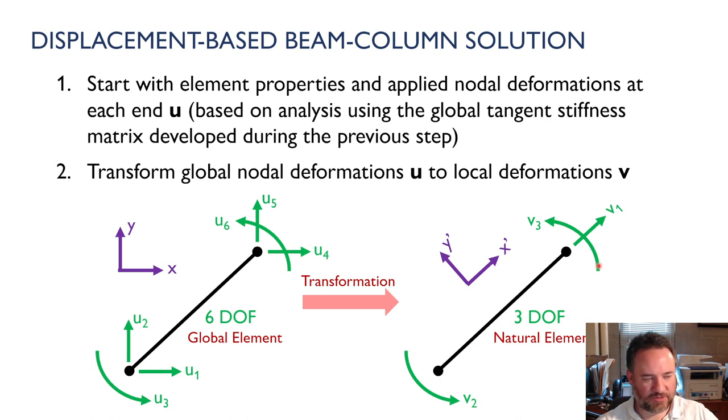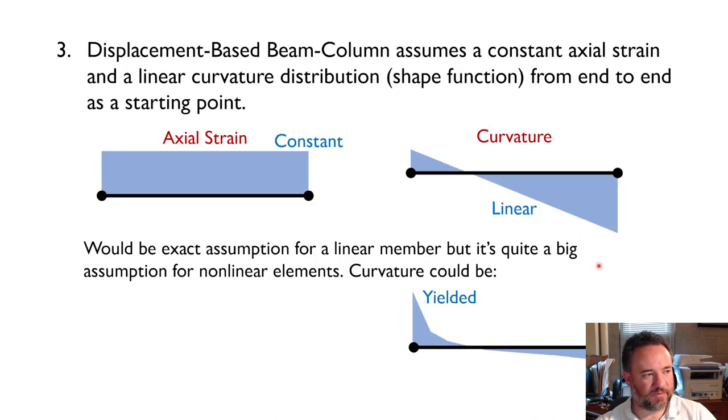We'll look into the transformation in more detail. I can do a transformation to convert those 6 DOFs to only 3. Which is basically an axial deformation, which is related to axial stress, and 2 rotations, one at each end, that are related to the internal moment. Okay. So then at this point, the displacement-based beam column makes a big assumption. And this is basically why, spoiler alert, this one is kind of less accurate than the force-based beam column element that we're going to look at, okay?